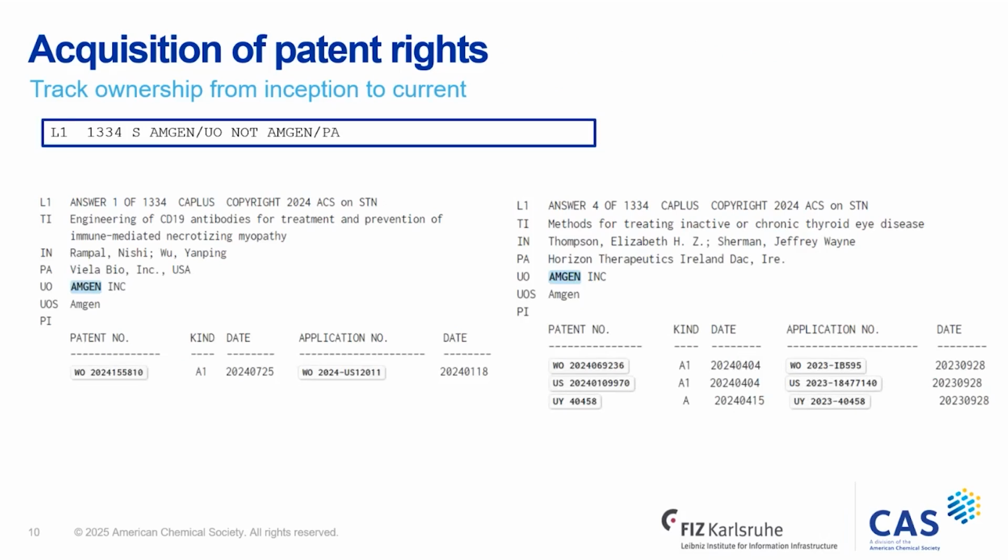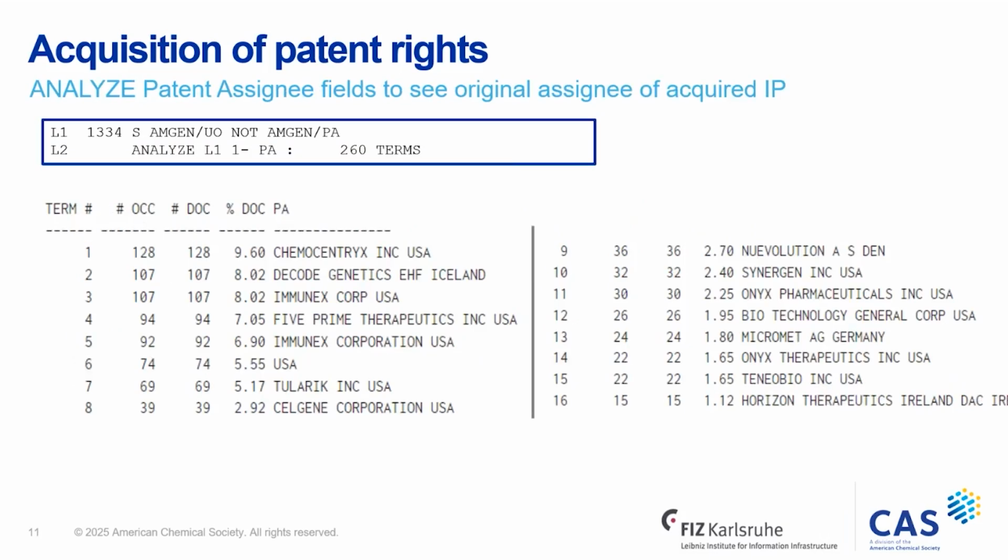But we can see that there are many examples of intellectual property that's been acquired by this company, where the patent assignee field differs from the ultimate owner. Again, we can use our analyze command to see where all this acquired IP came from. If we search in that set for ultimate owner assigned to this company that was not assigned to them originally, we get those documents out. There are quite a few of them.